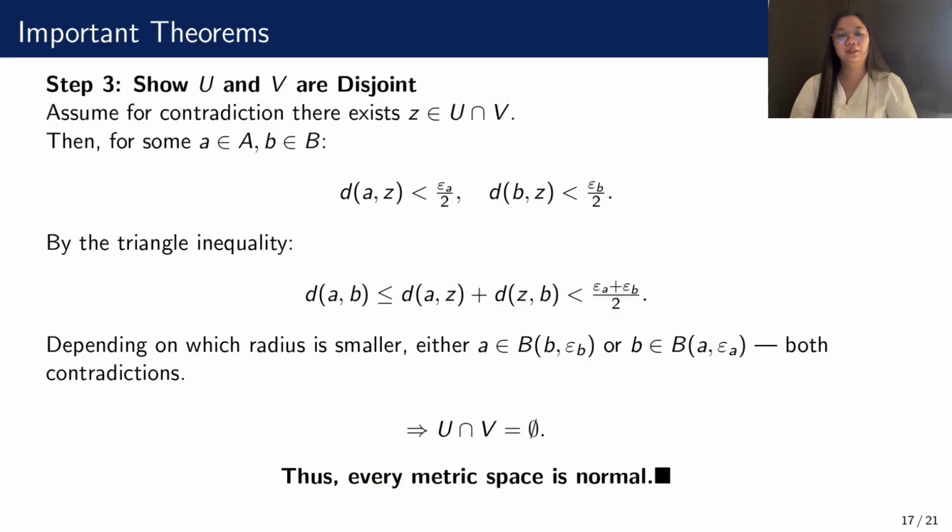The distance between a and b is less than or equal to the distance between a and c plus the distance between c and b, which is less than epsilon sub a plus epsilon sub b over 2. So this shows that a and b are close to each other, closer than their original protective bubbles. So depending on which radius is smaller, either a is an element of that epsilon ball or b is an element of that epsilon ball.